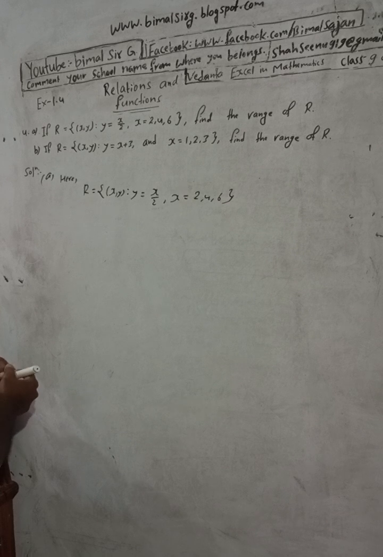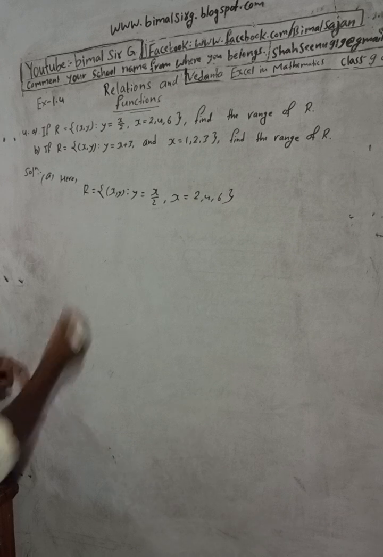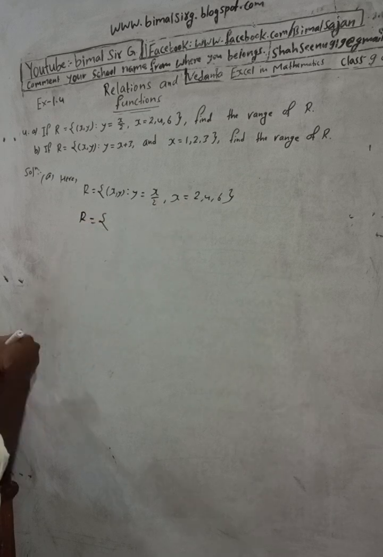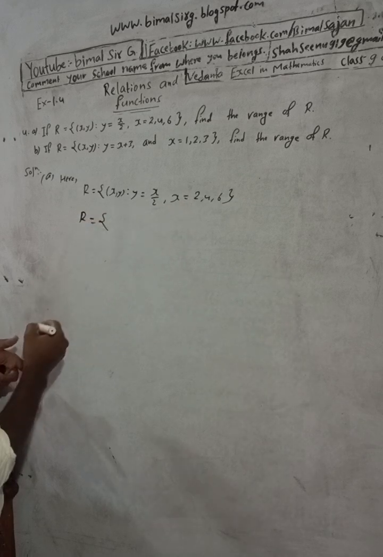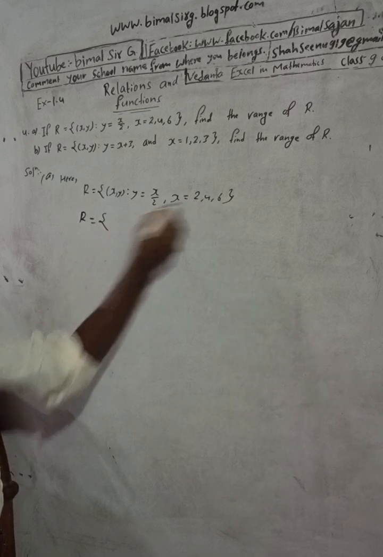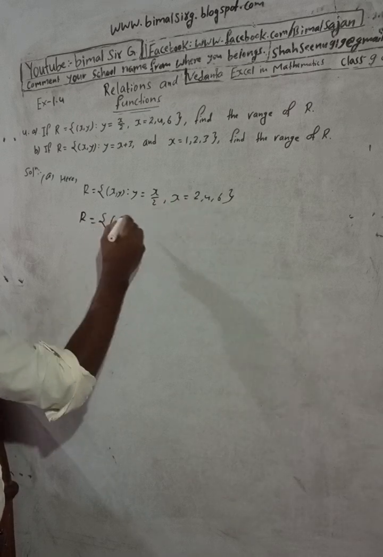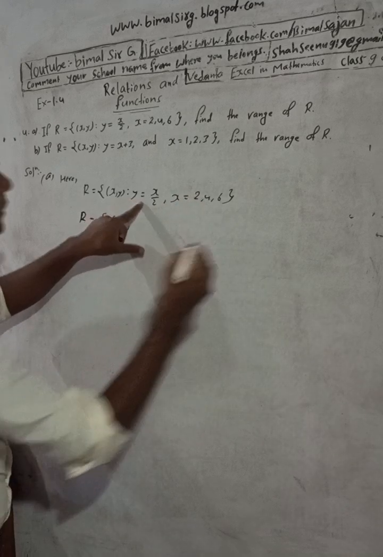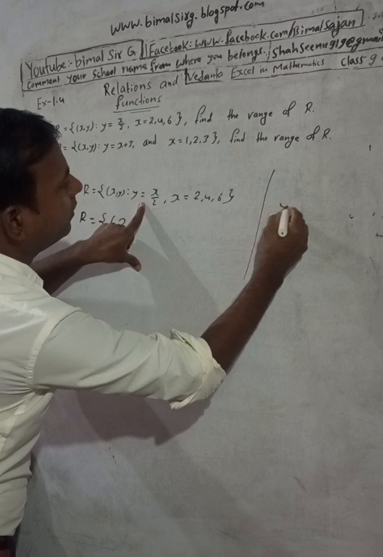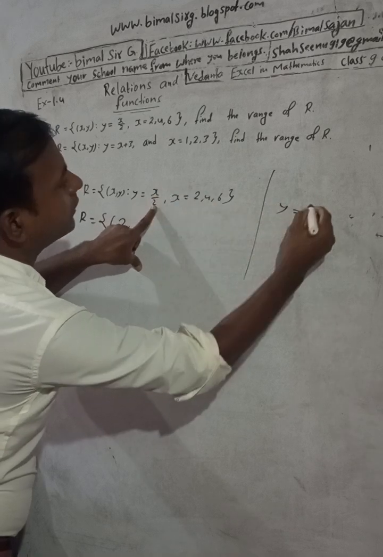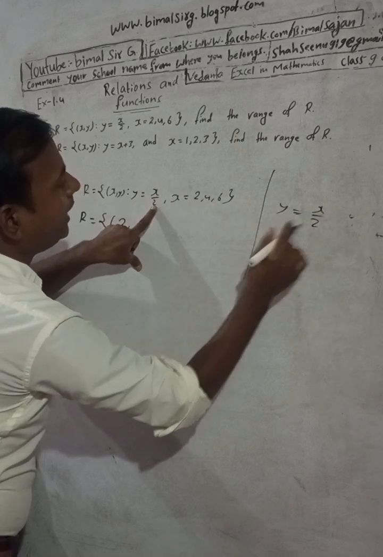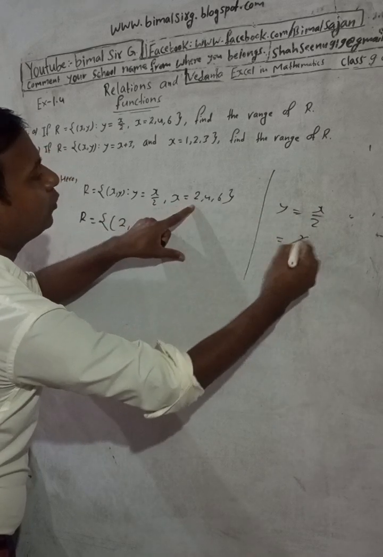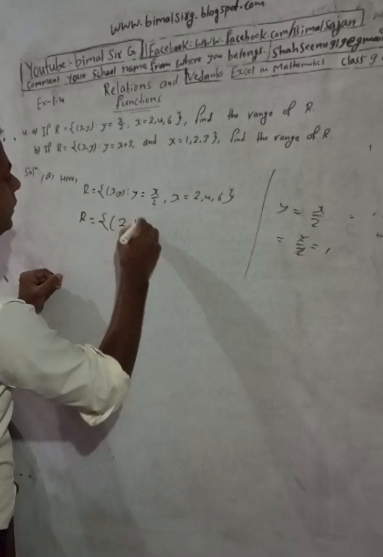With this given relation we have to find the range of relation R. To find it, we first write R in ordered pair form. If x is equal to 2 in y equals x by 2, we get 2 divided by 2 equals 1, so y is equal to 1.